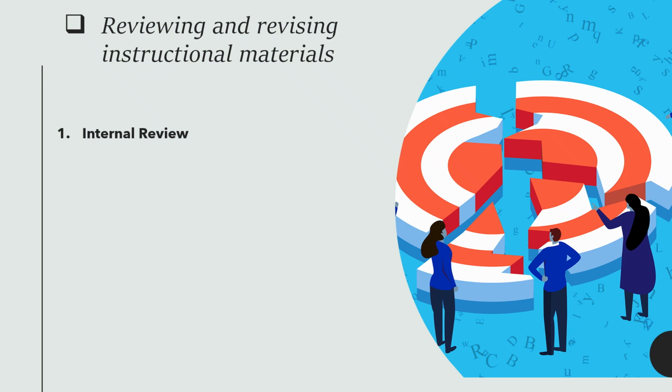Step 1. Internal review. Conduct an internal review with the development team, including instructional designers, subject matter experts, and other stakeholders. Step 2. Content accuracy. Verify the accuracy of the content by cross-referencing with reputable resources and subject matter experts. Step 3. Instructional alignment. Check whether the instructional materials effectively address the learning objectives identified in the needs assessment phase.